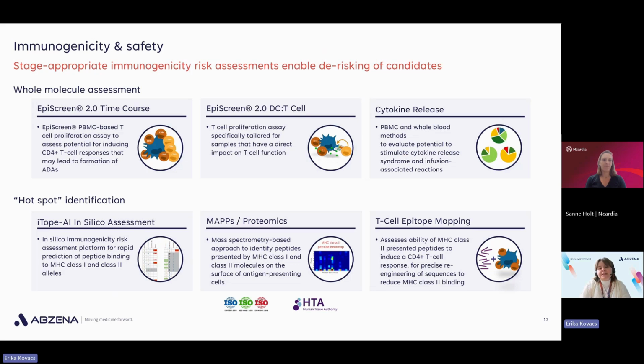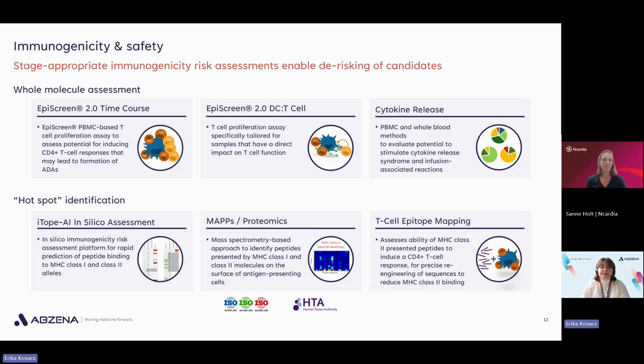The DCT cell assay is a version of this assay that is specifically designed to test molecules that have a direct impact on T cell function. And then the cytokine release assay, which is really important in the case of immunomodulatory molecules, because cytokine release syndromes and other infusion-associated reactions are perhaps the most serious adverse effects that can happen in terms of immunotoxicity.